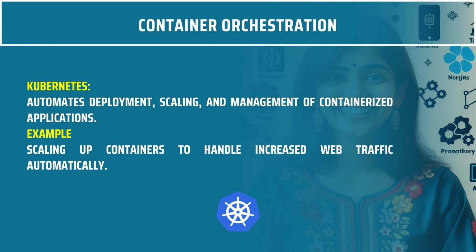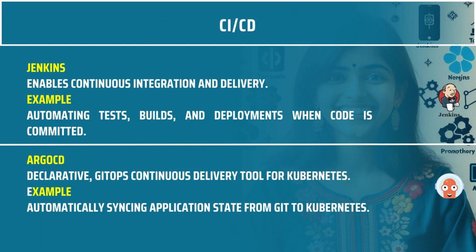Next, we have container orchestration, that is Kubernetes. Kubernetes is an open source system for automating the deployment, scaling, and management of containerized applications. For example, imagine you have several Docker containers running your application, where Kubernetes can help manage these containers, ensuring they are distributed across servers efficiently and scale up or down based on demand. For example, if your web application experiences a spike in traffic, Kubernetes can automatically increase the number of containers to handle the load.